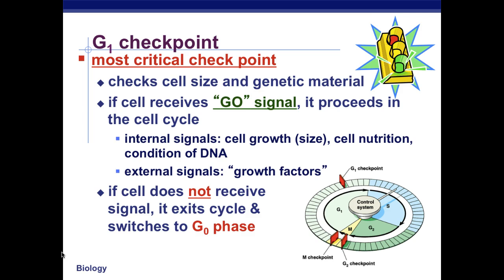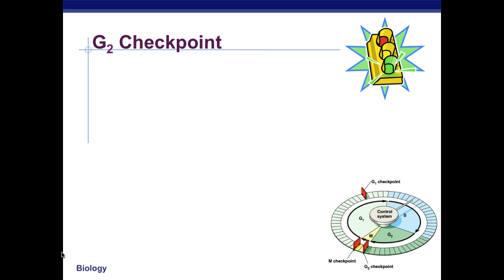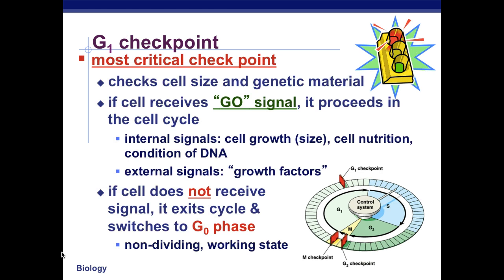If the cell does not receive a signal, it exits the cell cycle and switches to the G0 phase. The G0 phase means that the cell is not going to undergo the cell cycle. It's going to be stuck in the current state that it is in. It will not be replicated, so it won't divide and it'll stay in its form. In G0, the cell is non-dividing and is in a working state.